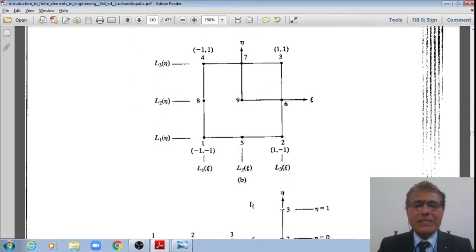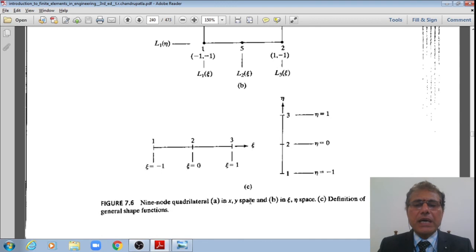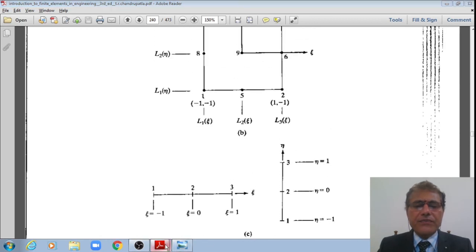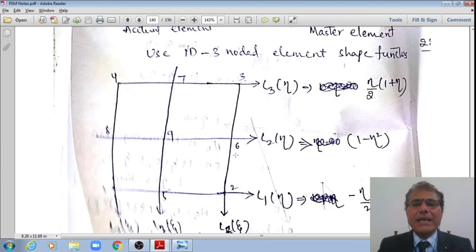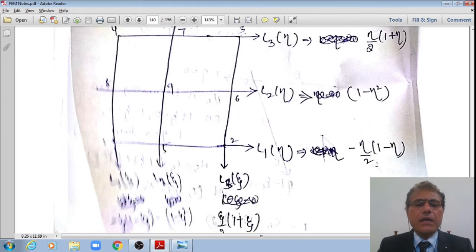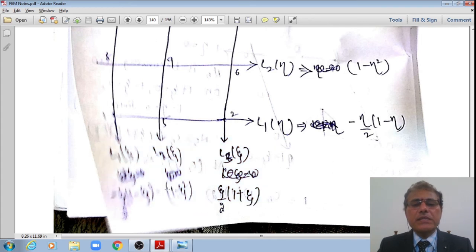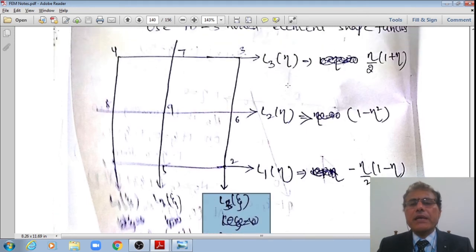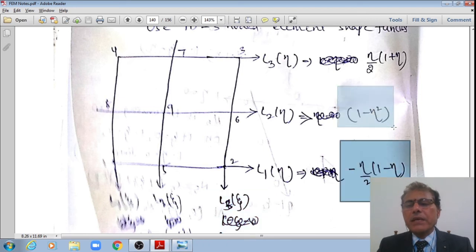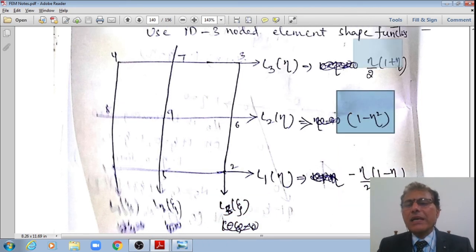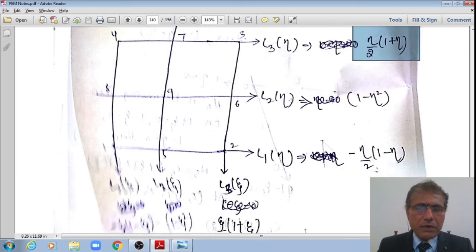Once I write that, the shape functions are written as the product of these, students. L1 xi, L2 xi, L3 xi are respectively minus xi by 2 multiplied by 1 minus xi, 1 minus xi square, and xi by 2 multiplied by 1 plus xi. L1 eta is minus eta by 2 multiplied by 1 minus eta, L2 eta is 1 minus eta square, and L3 eta is eta by 2 multiplied by 1 plus eta.